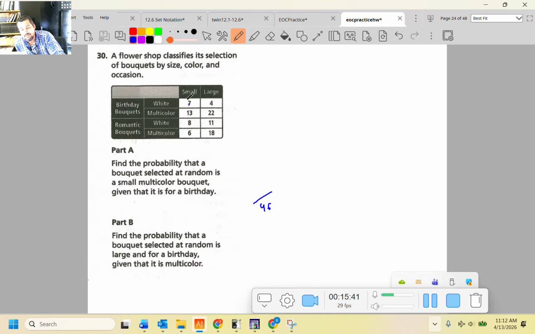This is the stuff I tend to mess up. 7 and 13 makes 20, plus 22 is 42, plus 4 is 46. So it's out of 46. And it's going to be a small multicolor, which would be 13. So there's 13 of 46.